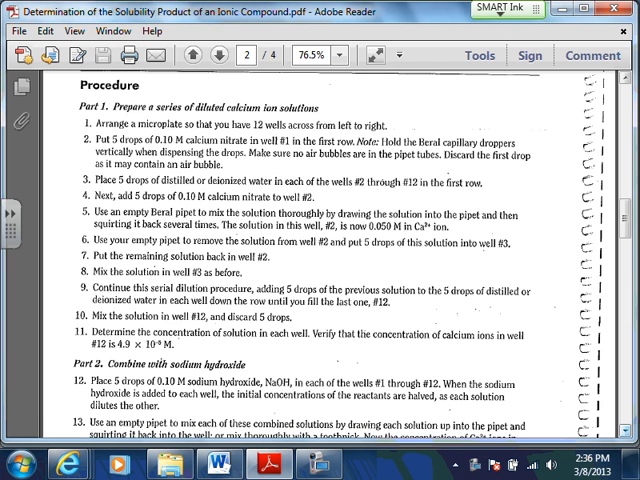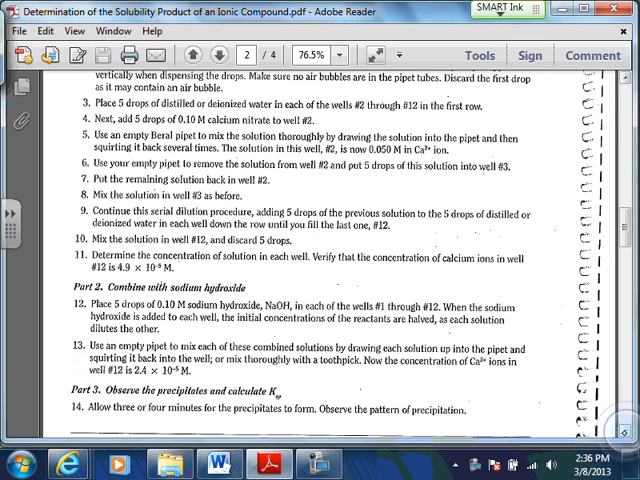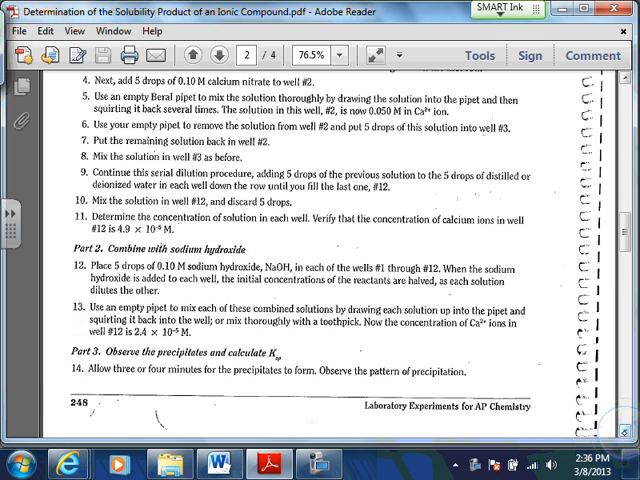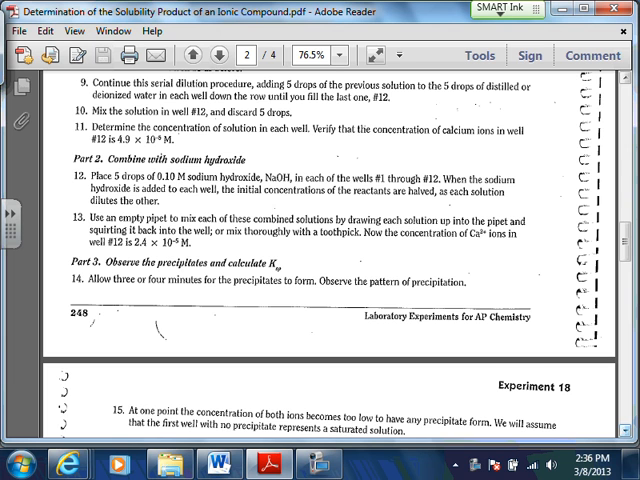Then you're going to determine the concentration of the solution in each well just by calculating it. When it says verify here that the concentration is 4.9 times 10 to the negative fifth, all they mean is just actually do the calculation and check to make sure that they are right. I'm pretty sure that they are, but then we're going to combine it with the sodium hydroxide. So you're going to put 5 drops of the 0.1 into each of the wells there.